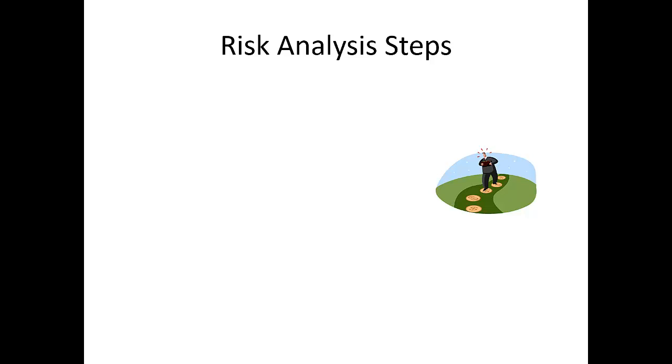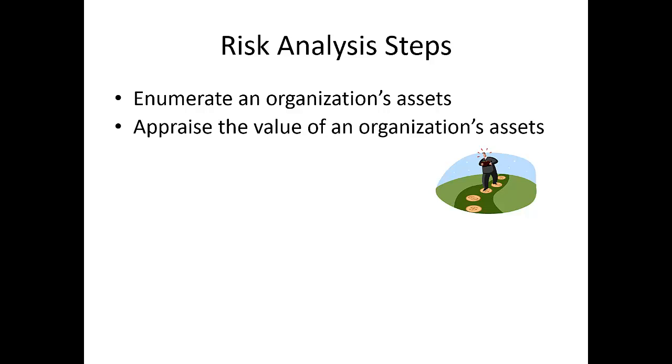So the very first thing in risk management is to do this risk analysis, and risk analysis is typically done in the following steps. The very first step is to enumerate an organization's assets. Before you can do any risk analysis, you have to understand what you have first, both physical and intangible assets. And then we talked about this asset valuation concept, where we appraise the value of an organization's assets one by one.